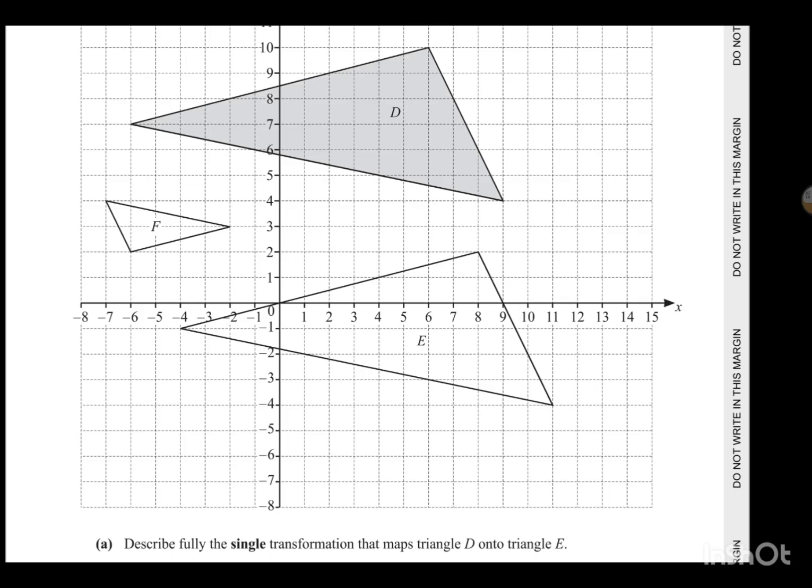And now we need to find out the vector for the translation. Let us take any one vertex of the shape. Let us take this. And now check how it is shifting. So let me check the boxes going down. 1, 2, 3, 4, 5, 6, 7, 8. 8 boxes going down.